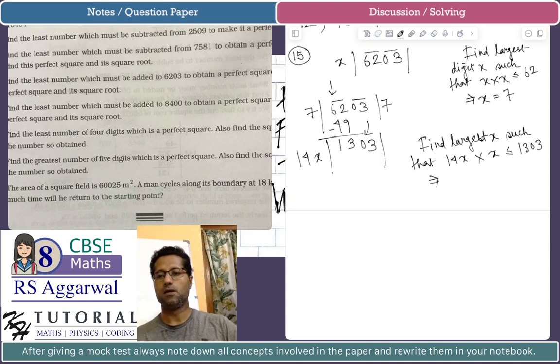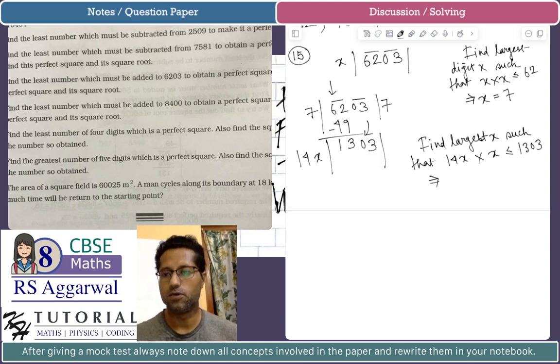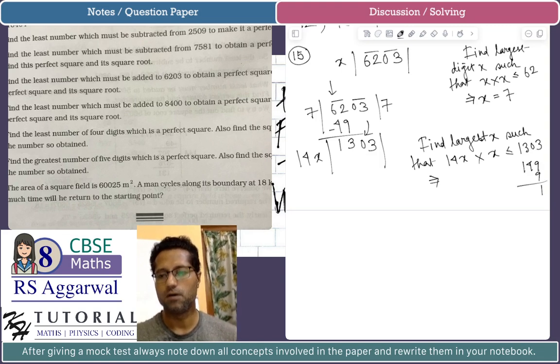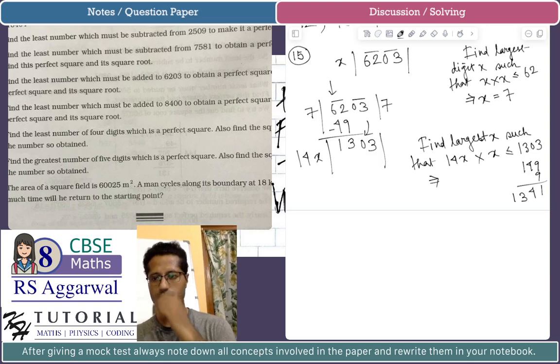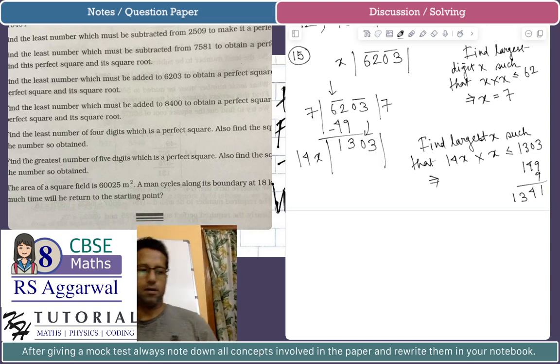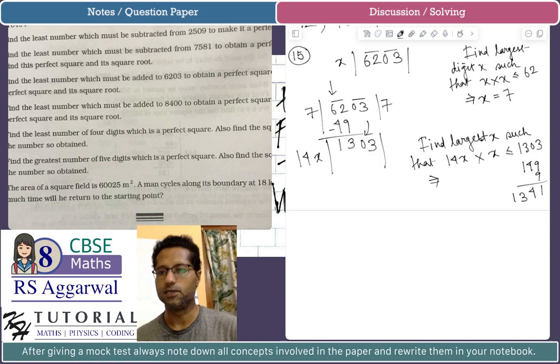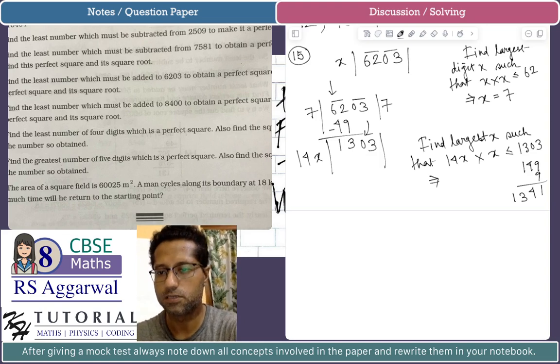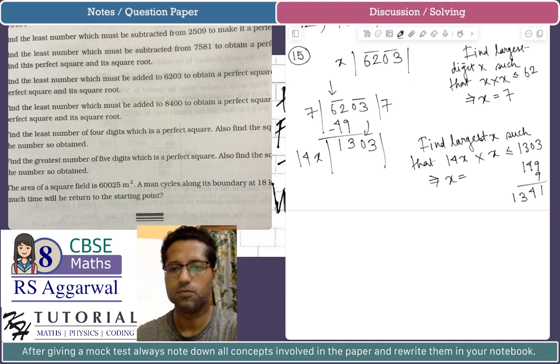So that 14x multiplied by x is less than or equal to 1303. Can x be, now this you have to do very quickly orally. Can it be 9? 81 and 36, 44 and 13, 1341. So 1341 is exceeding, so definitely x has to be 8. X has to be 8.